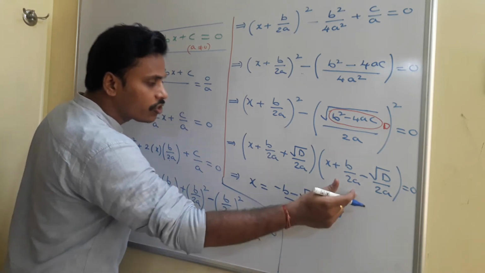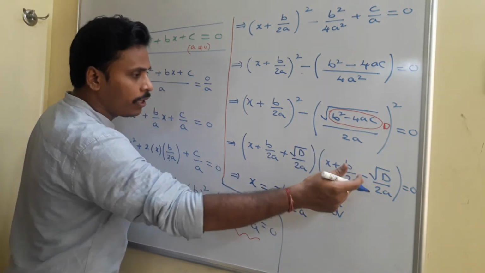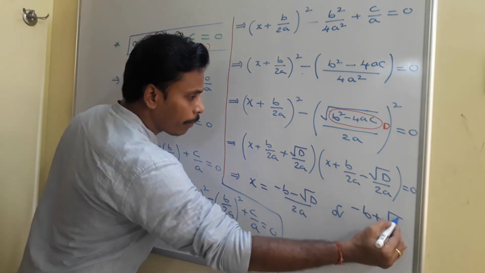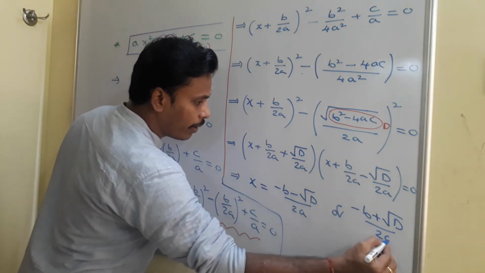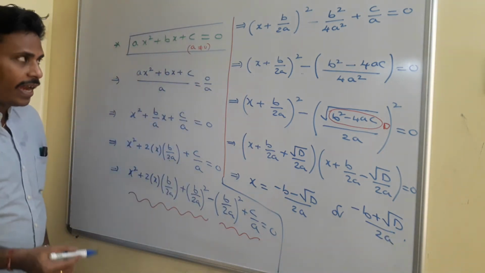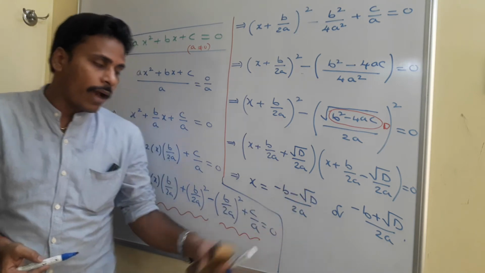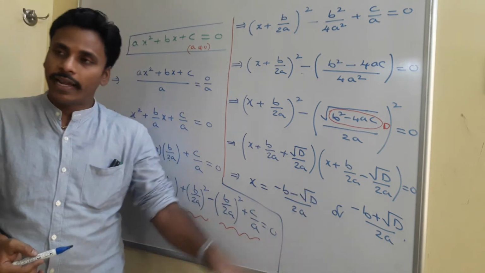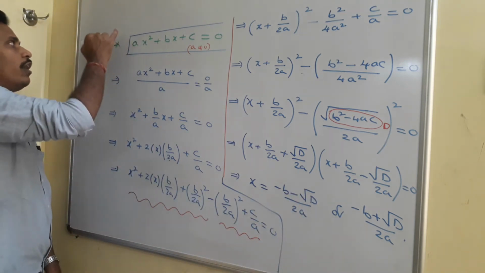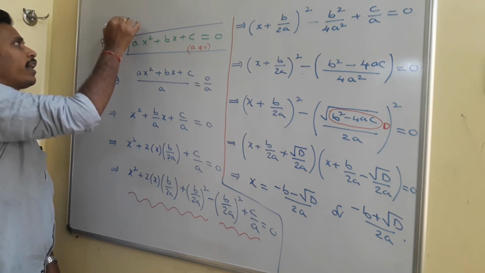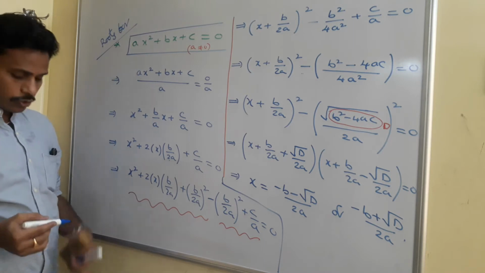Or if this is 0, then you send b, and that minus root d will become plus root d. So minus b plus root d divided by 2a. At the end, see, the roots of this general form are nothing but minus b minus root d by 2a or minus b plus root d by 2a. Our work here is completely about roots for ax square plus bx plus c is equal to 0.